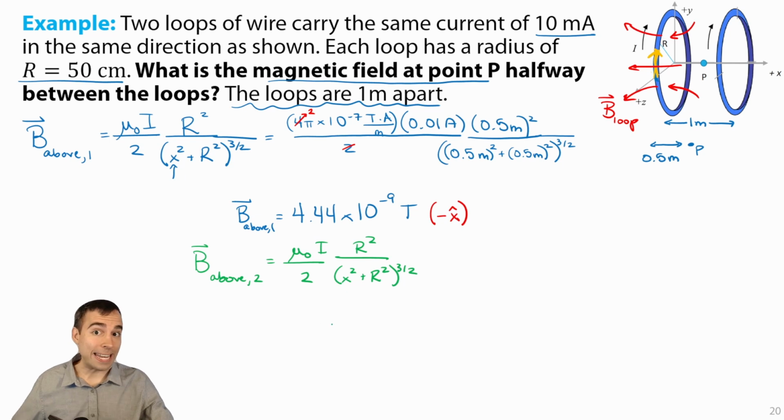But we would find that each of these variables is basically the same. The distance from the center of the loop, of the right loop, is going to end up being 0.5 meters, and it's to the left for this one.